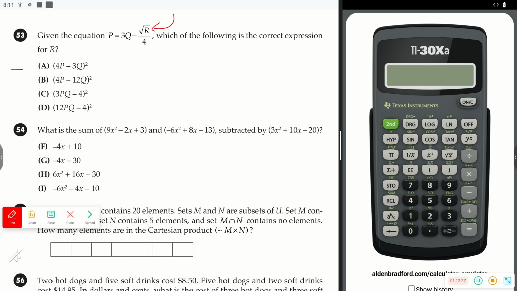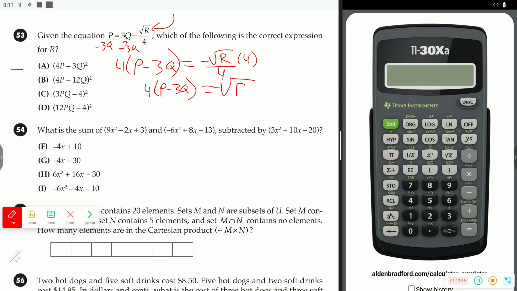So solving for R, the first thing we have to do is subtract 3q. So minus 3q, minus 3q. So we have p minus 3q equals negative square root of R divided by 4. To get rid of the divided by 4, we're going to multiply both sides by 4. So now we have 4 times p minus 3q equals negative square root of R.